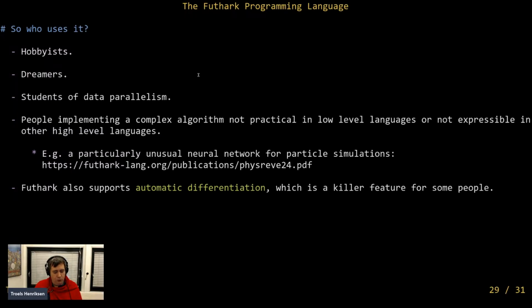But they also want the performance that they would not get if they wrote this in Haskell or OCaml. So Futhark is in a kind of sweet spot, in that you can write pretty advanced stuff and it'll still run pretty fast as well. One example that I like is a Swedish engineering researcher, mechanical engineering researcher, I think, who wrote an unusual neural network for particle simulations that apparently was difficult to express in other languages.